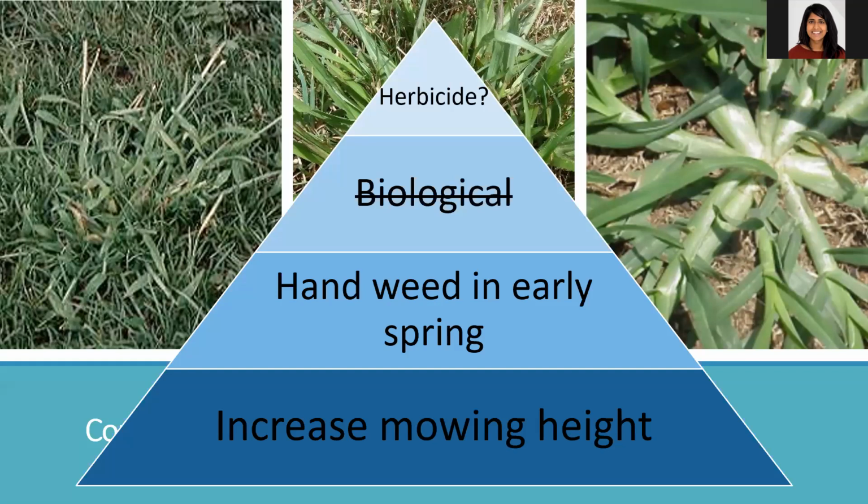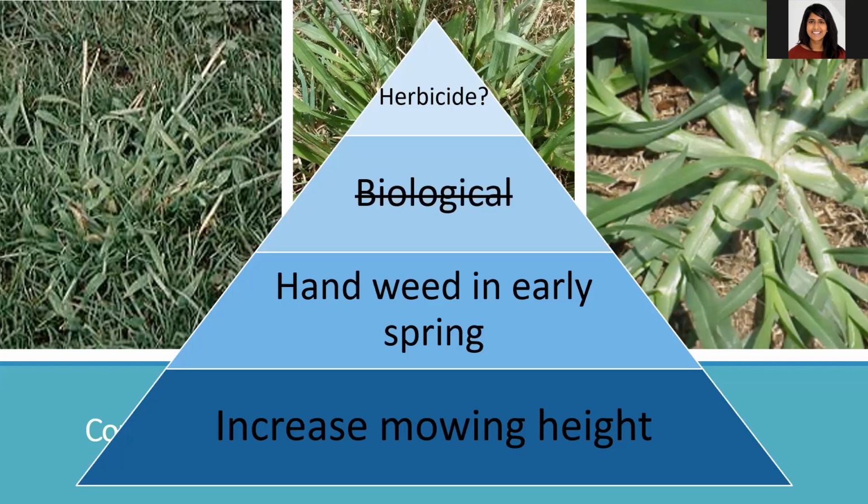Next, depending on the size of my lawn, this might not be possible for everybody, but you might want to do physical control where you hand weed in the early spring. So before it's become too established, you can go out there and just pull them out by the roots. There aren't any biological controls indicated for common crabgrass. And then lastly, if you have effective cultural and physical controls, you might not even need chemicals. You might not need to spray an herbicide. But if you do, make sure you read the back of the label and use an herbicide that's indicated for this specific plant.